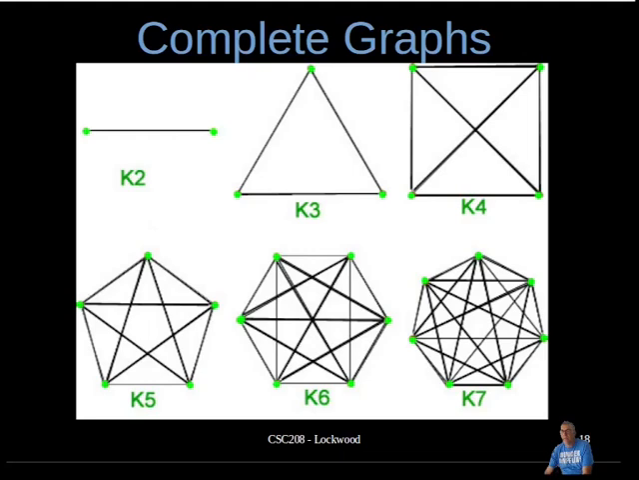and so on. Now what you can notice here is that each node in a complete graph connects to all the other nodes. We see that. And the degree of every node is one less than the n value of the graph. So if we're talking in terms of K4, all the nodes have degree 3. In other words, they have 3 edges coming into that node.